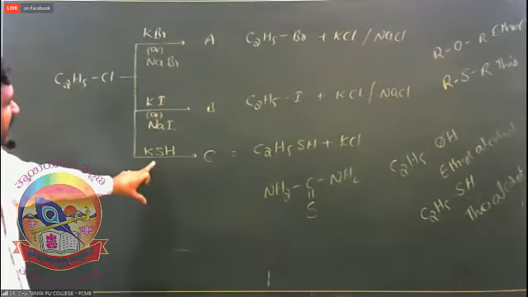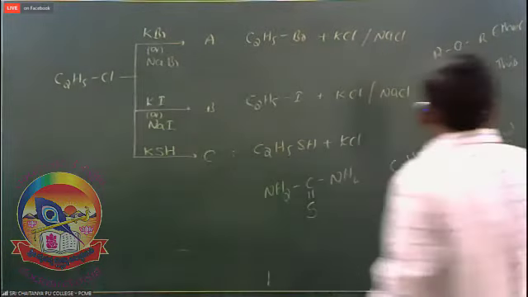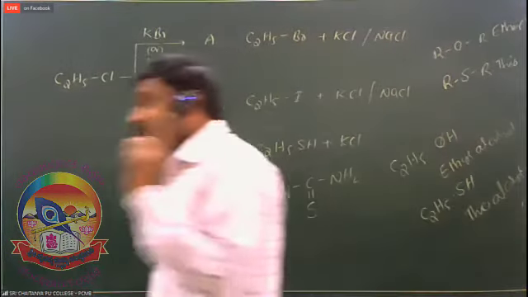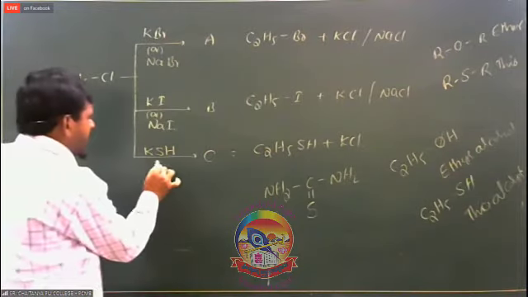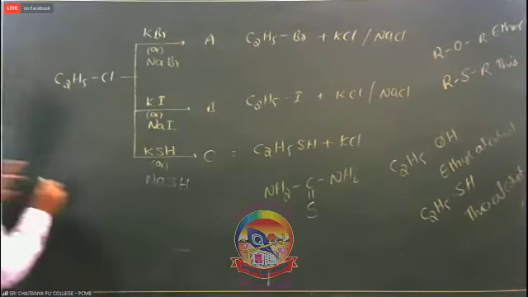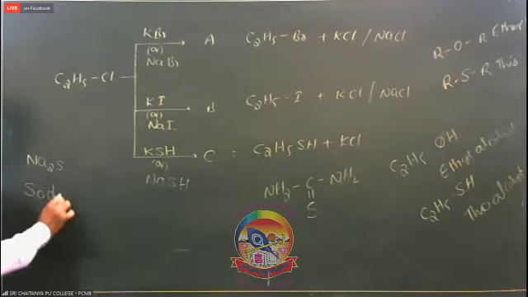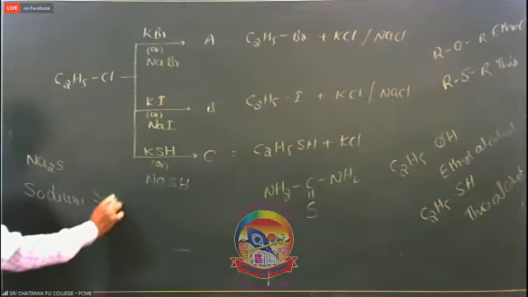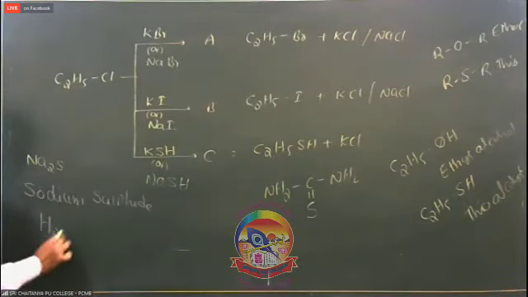Next one, treated with KSH. Instead of oxygen, if you use sulfur, it is called thio. So here thio alcohol is formed. This is also important. Potassium or sodium hydrogen sulfide. Na2S is called sodium sulfide.